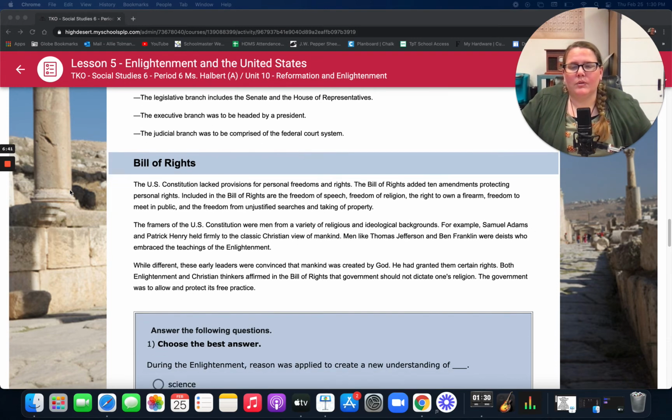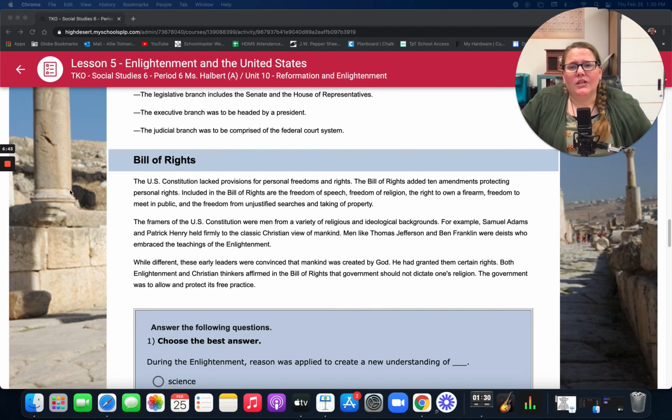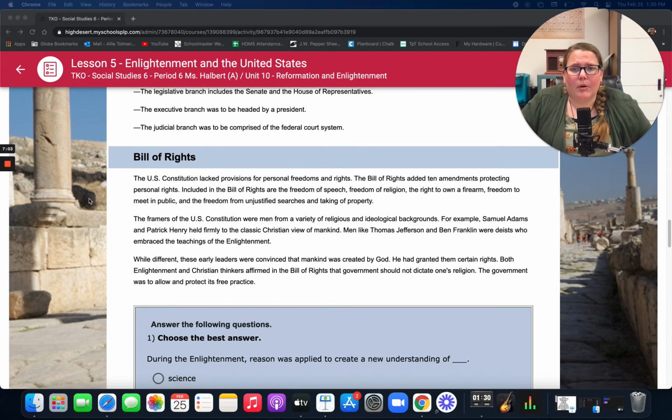Then we're moving on to our Bill of Rights. The U.S. Constitution lacked provisions for personal freedoms and rights. The Bill of Rights added 10 amendments protecting personal rights. This included the freedom of speech, the freedom of religion, the right to own a firearm, the freedom to meet in public, and the freedom from unjustified searches and taking of property.